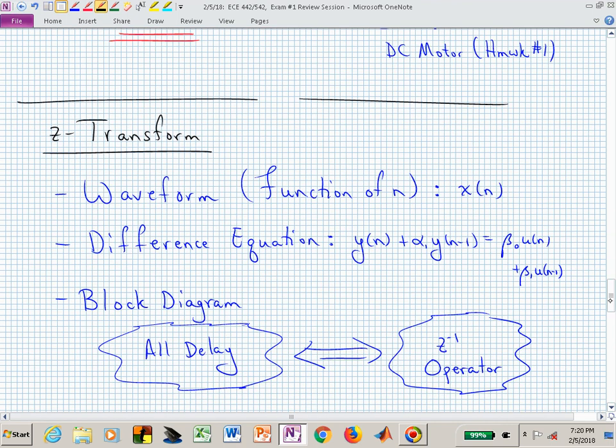Z-transforms. There are many different ways of dealing with a Z-transform. One is given a function of little n, this sequence of numbers, x of n. Can you find the Z-transform? Another is if you're given a difference equation. Can you Z-transform that? And typically there we don't even worry about initial conditions. We'll do that more on exam 2, maybe when we worry about finding the complete solution with initial conditions. We need to know the way to do it with the structure on exam 1.